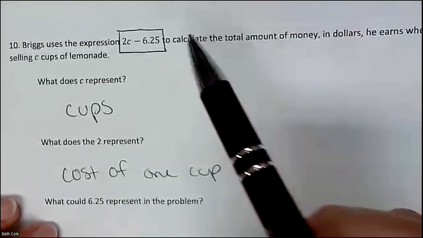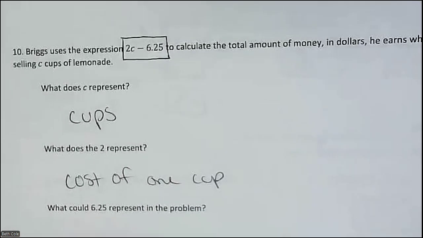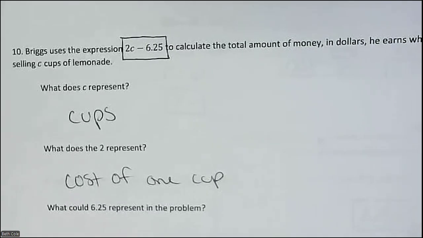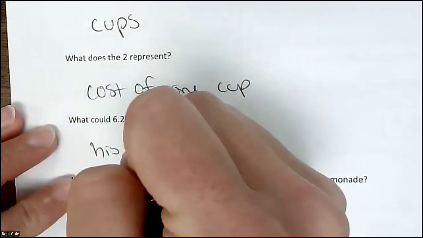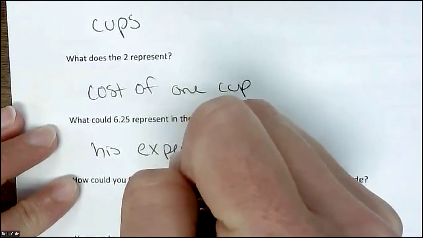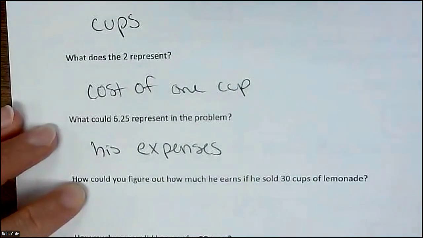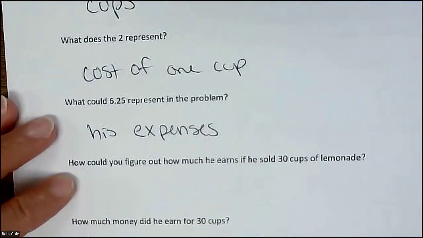Now, what could the 6.25 represent? Do you see how that's getting subtracted out of his earnings? Yeah, like his costs. Do you get what I'm saying? What could be things you'd need to run a lemonade stand? Lemons, a table, ice, cups. Okay, that would all cost more than $6, but like his expenses that he had to subtract out. Any business you have is going to have business expenses, all right?